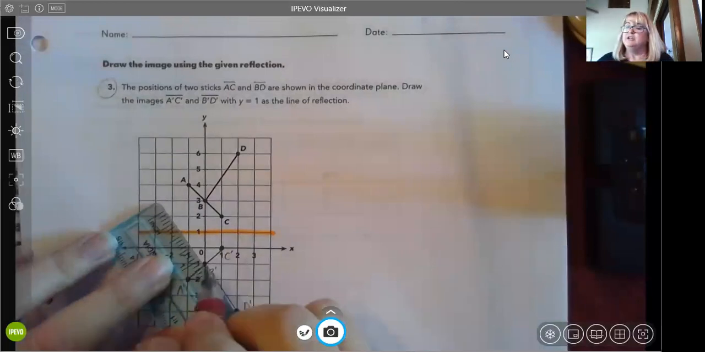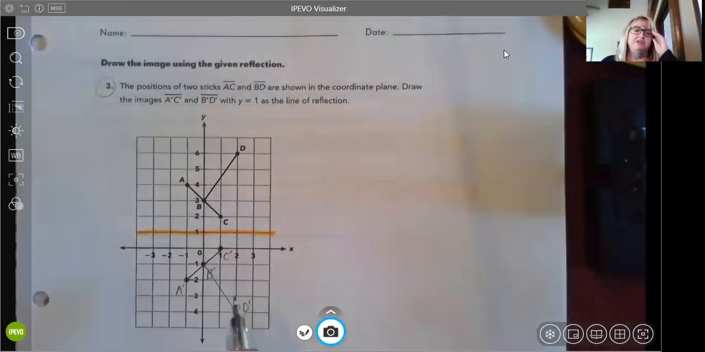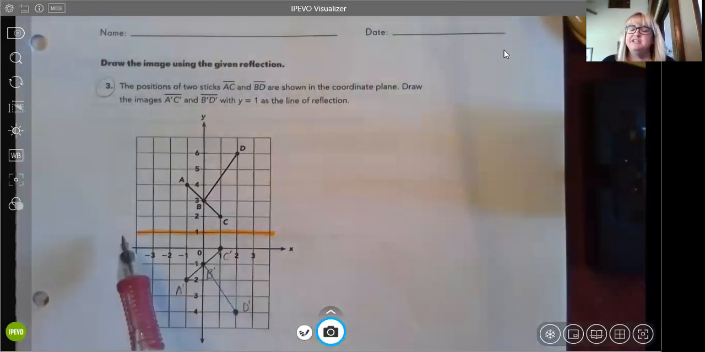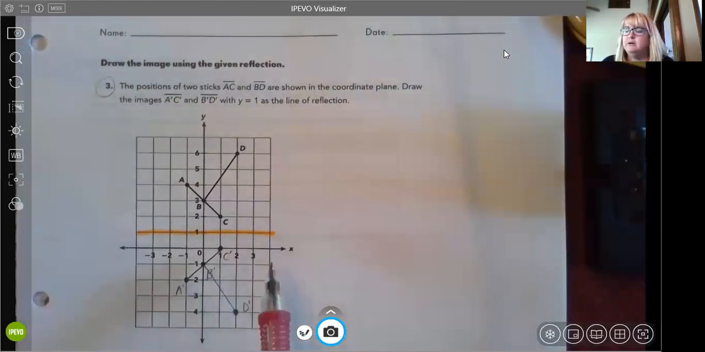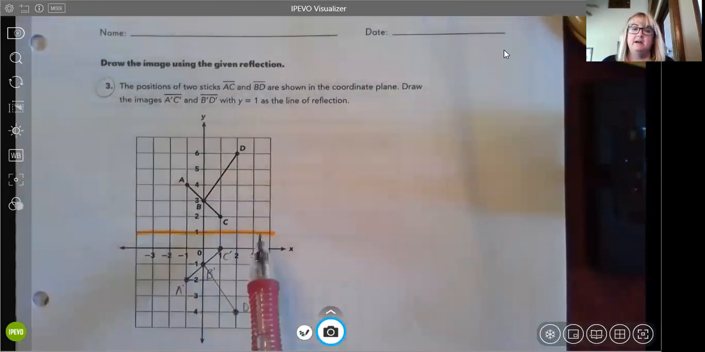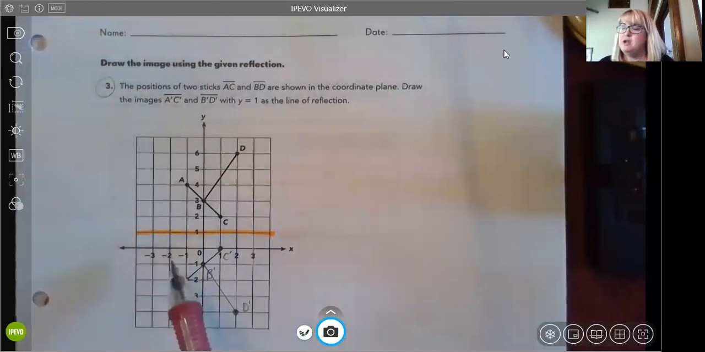Okay. So the point of this one I wanted to show you is the line of reflection doesn't have to be on the axis. It can be any line, but it works the same way.